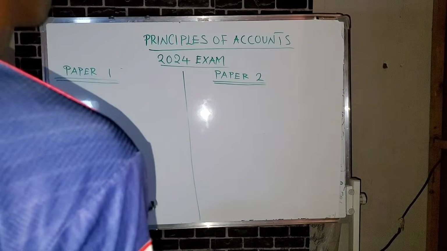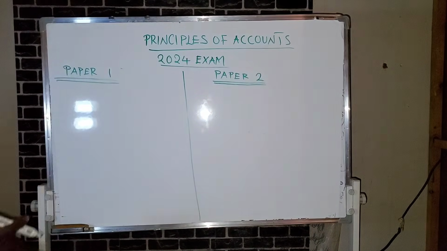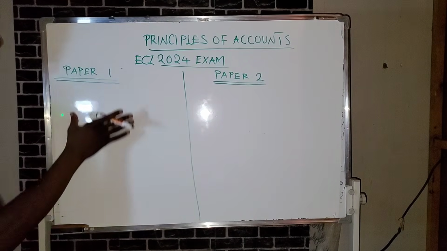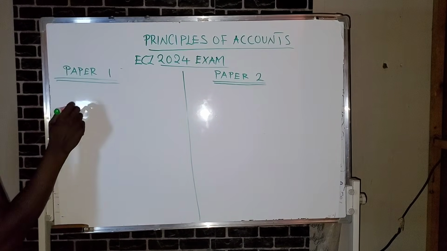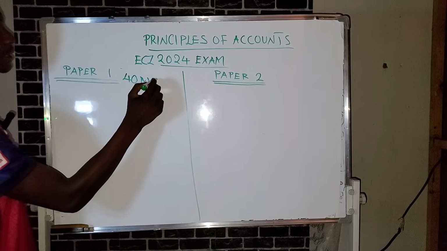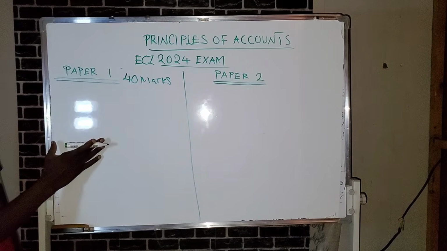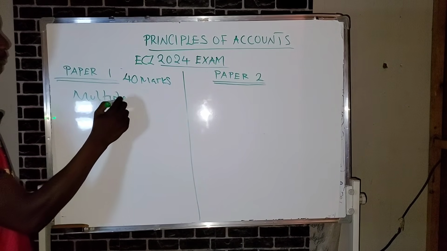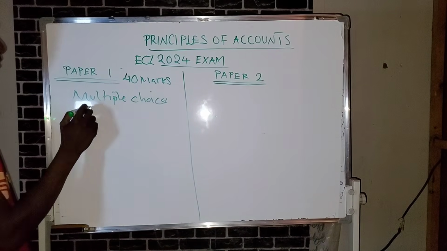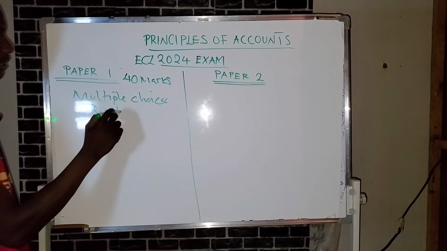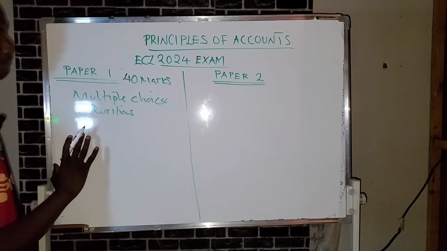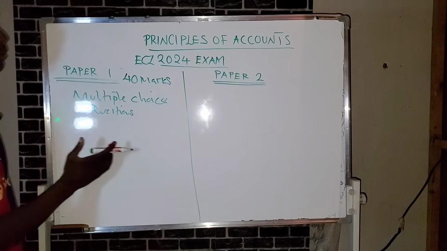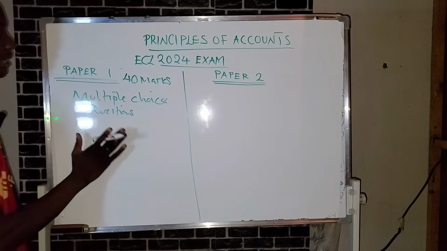Okay, so principles of accounts, this is ECZ, is divided into two: paper 1 and paper 2. Paper 1 is 40 marks. These are multiple choice questions, of course, 40 questions. I'll not waste time here. Multiple choice questions, and usually questions from all topics come. Most of the topics come here on paper 1.